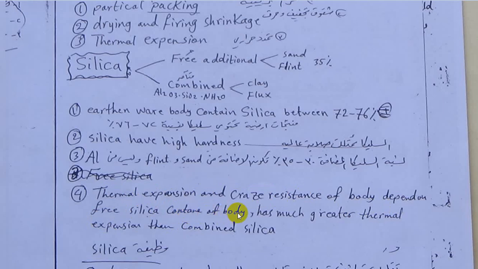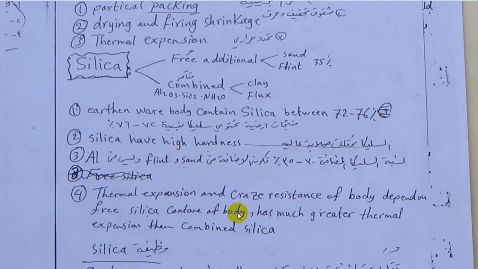The object either can be composed of free silica, or composed of combined silica exactly here. So the object either can be composed of the combined silica or composed of the free silica. In case of the object of free silica, the thermal expansion as well as the crazing resistance will be pretty much enhanced.